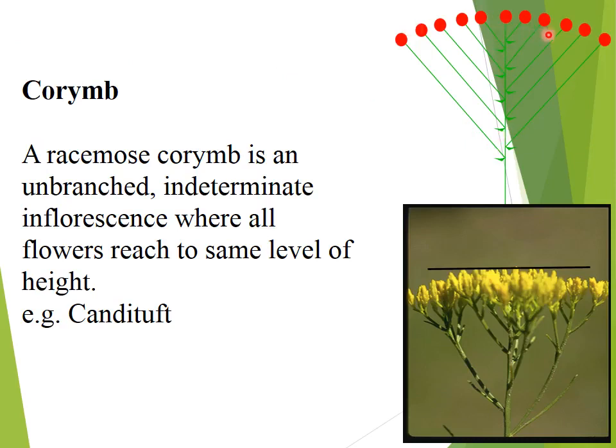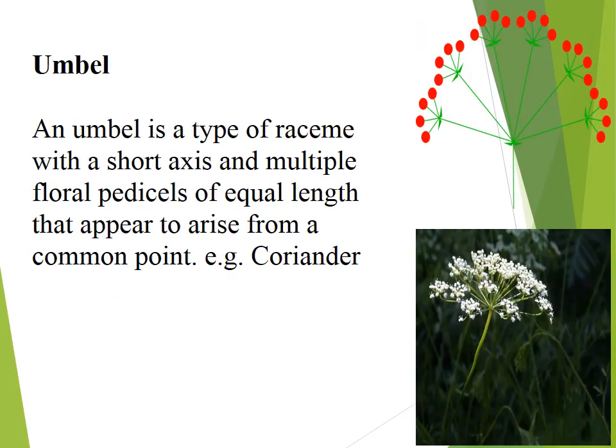And you can easily observe that the older flowers contain the long pedicel, whereas the younger ones contain the short pedicel. Umbel type of inflorescence, in which a short axis carries multiple floral pedicels of equal length that appear to arise from a common point. Here in this inflorescence, the point is common.